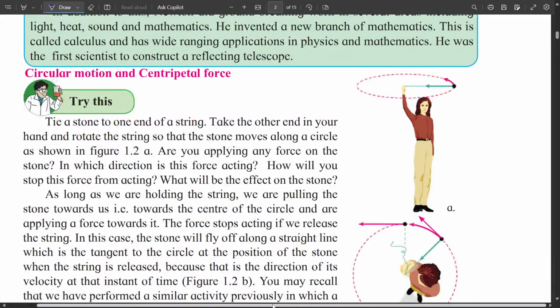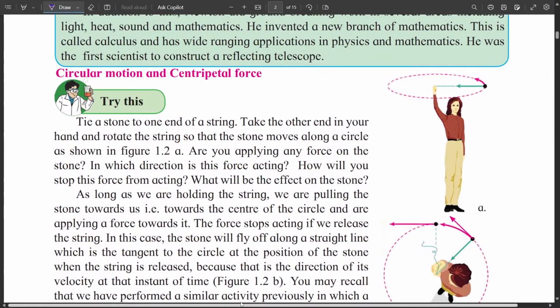Now circular motion and the force involved in circular motion. So tie one stone to an end of a string. Then take the other end in your hand and rotate the string as the stone moves along the circular orbit. Now when the stone is moving in a circular path, you are always pulling that stone towards yourself. You are applying force with the help of the string on the stone.